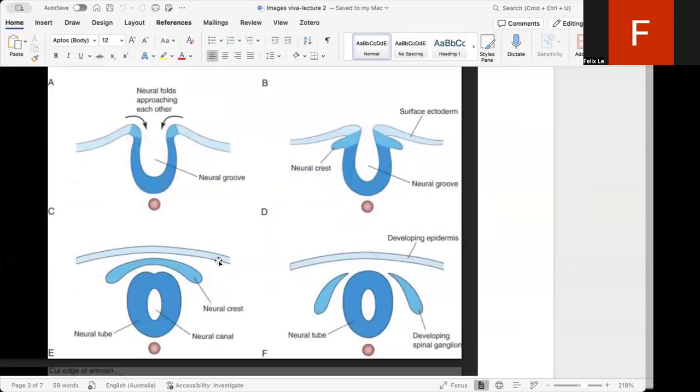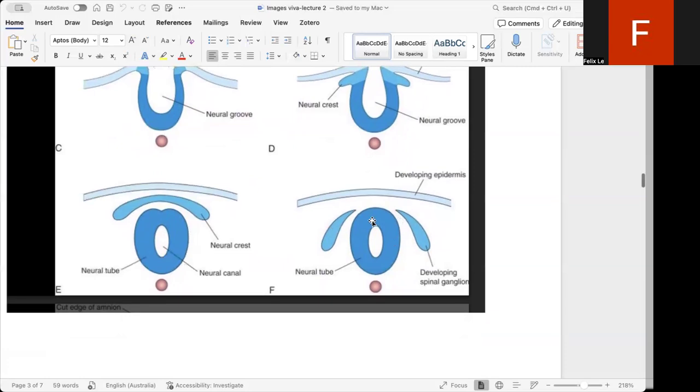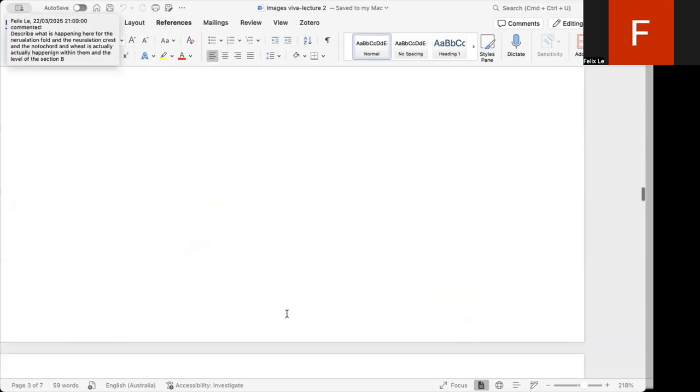There are two different ways that it can form, the rostral and the dorsal neural tube. But if it doesn't fold correctly, it can result in spina bifida, which is basically where the neural tube does not form properly, and the neural crest is located inside the neural canal. Canal means hole, and this is the tube.